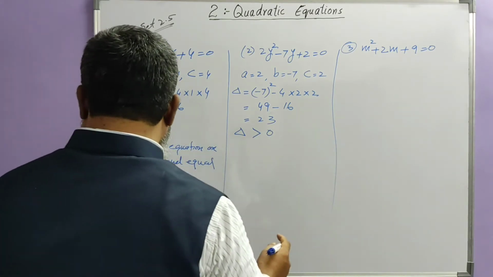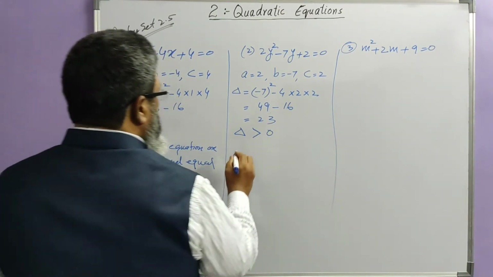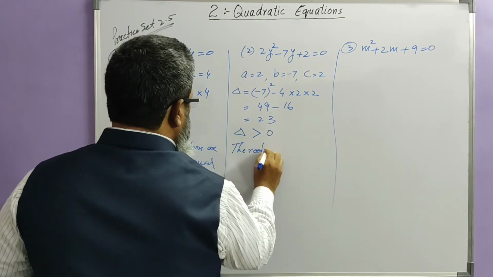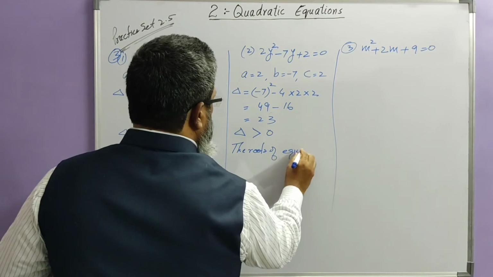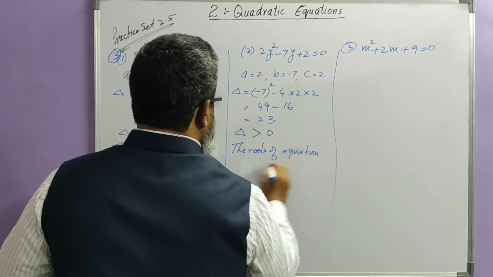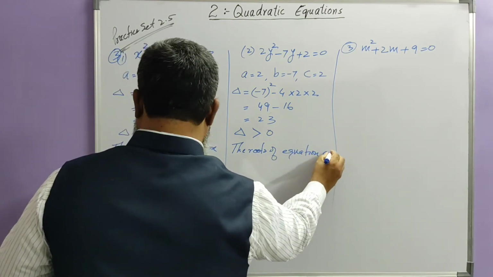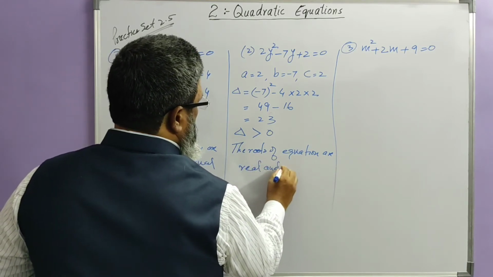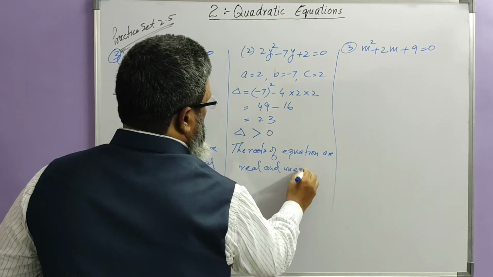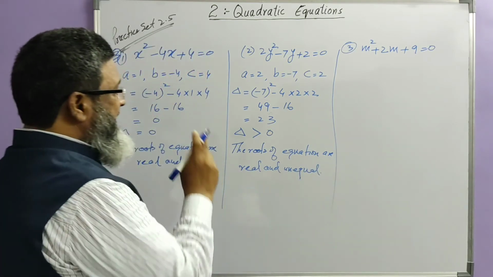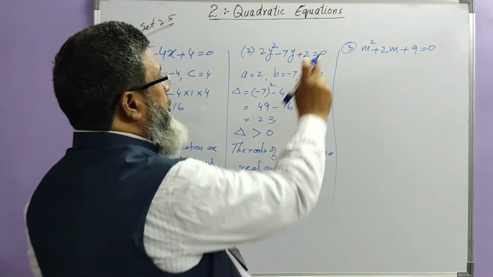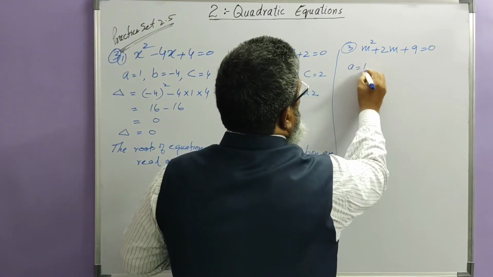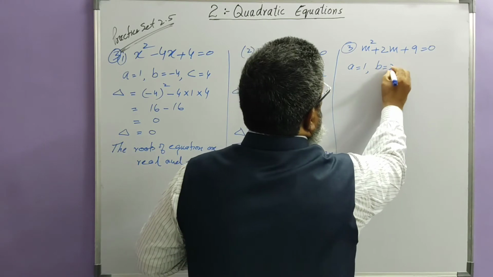When delta is greater than 0, then the roots of the equation are real and unequal. Real and unequal.